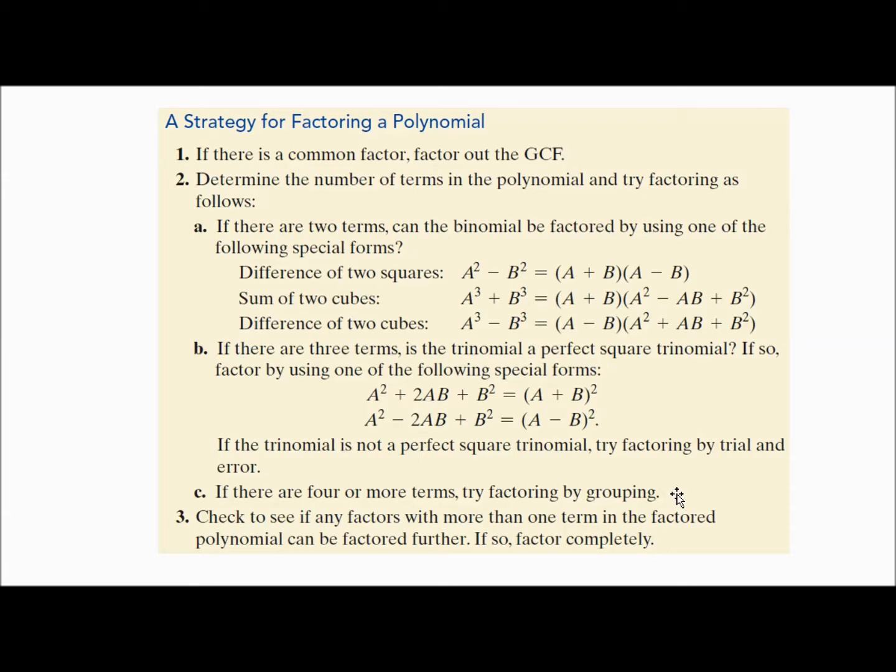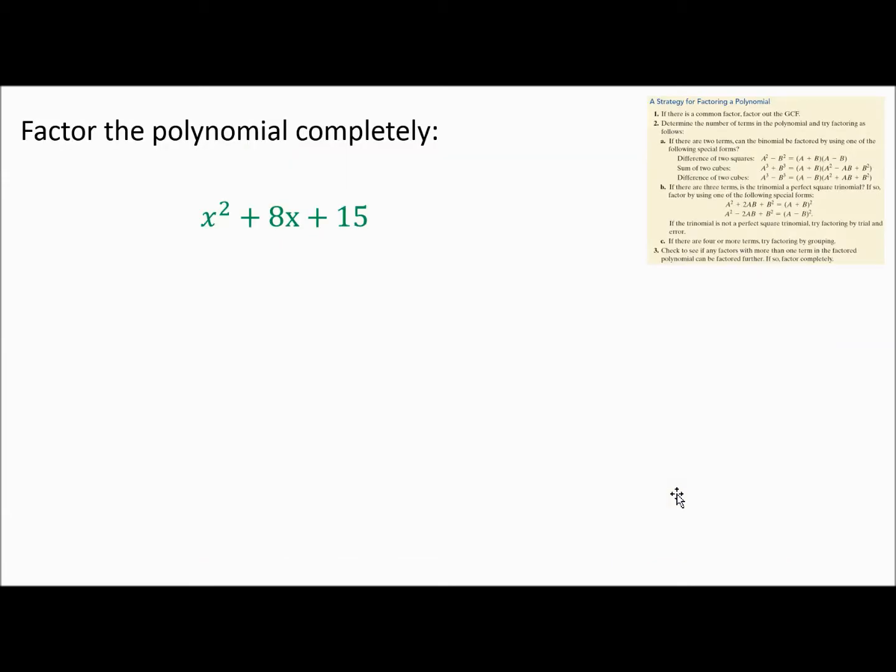So if we go back to our particular problem, here we are with our strategies teeny tiny over here on the right. Notice this is strategy 2b. We have three terms, and this is called a trinomial. When you have a trinomial, here's what needs to happen. It needs to be in descending order, which means the square term is first, the x term is second, and the constant term is last. If you have a leading coefficient of 1, then you handle it one way. If you have a leading coefficient of not 1, then you handle this a different way.